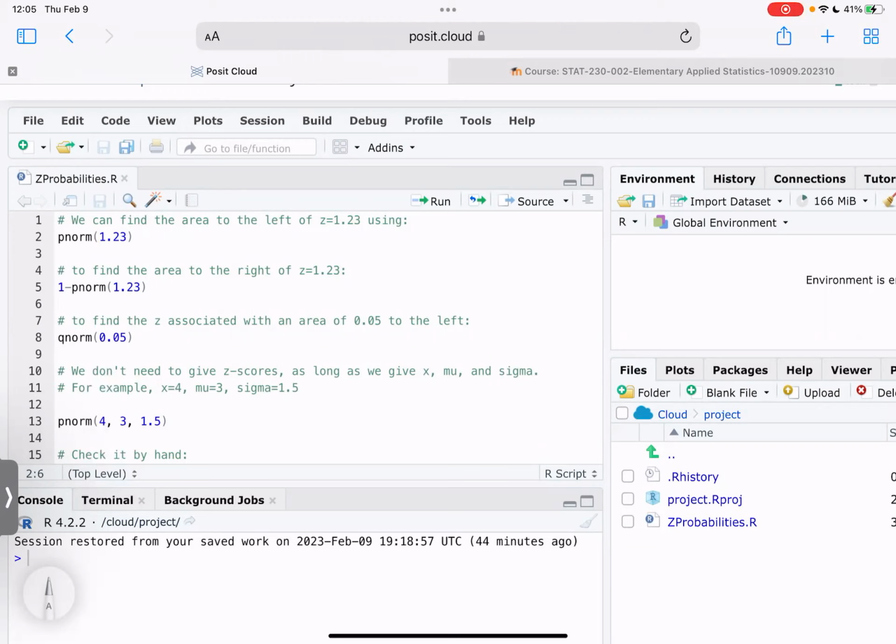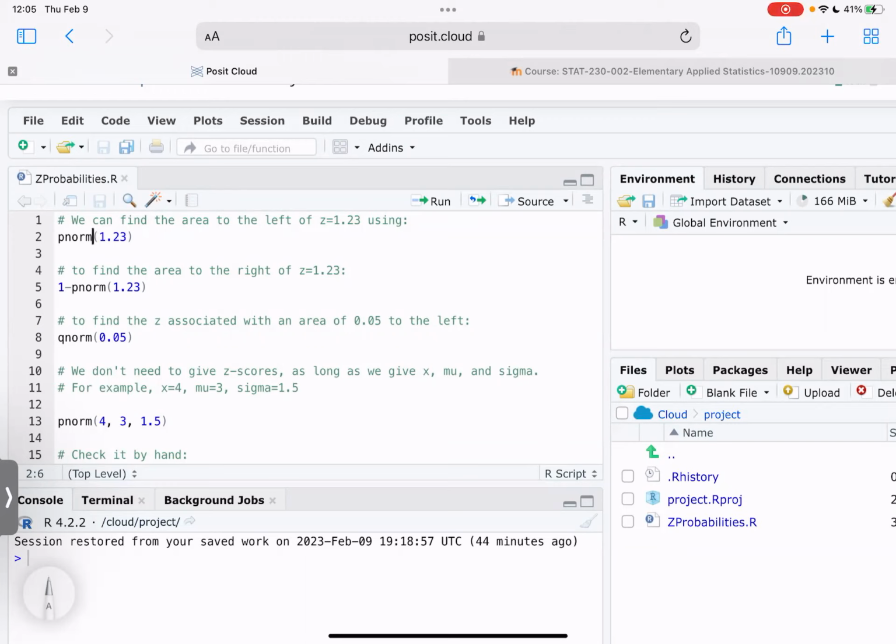And I posted this R script on Moodle, so if you want to, you can grab it, just copy and paste because there's not a lot in there. What I have is we can find the area to the left of, I just picked Z equals 1.23, using that pnorm command. So then I put in pnorm of 1.23, right? And because I'm on the iPad, it's easier if I have my cursor somewhere on the line that I want to run, and then you hit that run button up top.